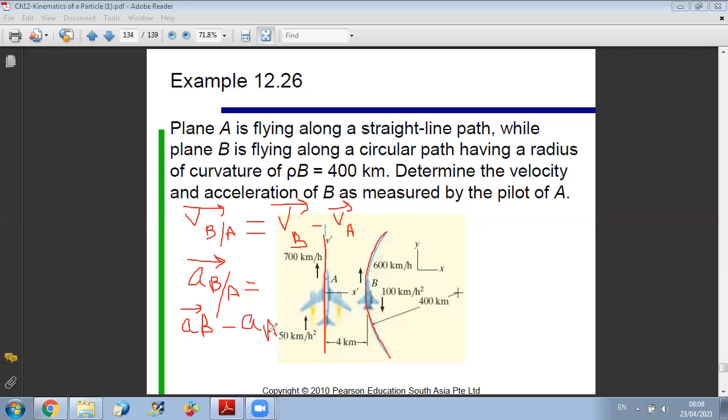Now, if I look at my figure, A is moving upward, so it has a velocity in positive J, so VA is plus 700 J. Now concerning the acceleration, the acceleration is also in the same direction and sense as the velocity. It's also upward, so AA is plus 50 J.